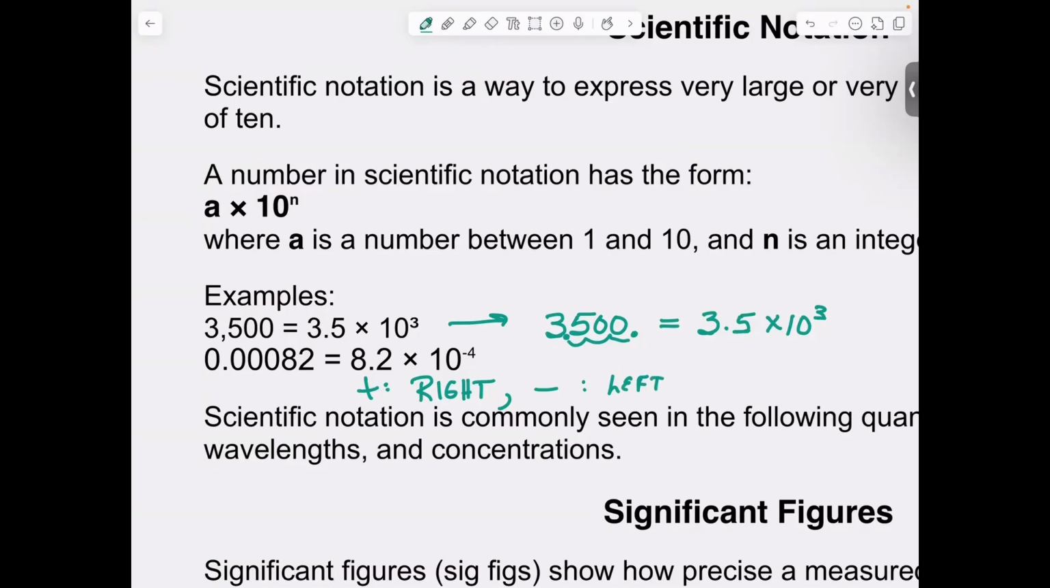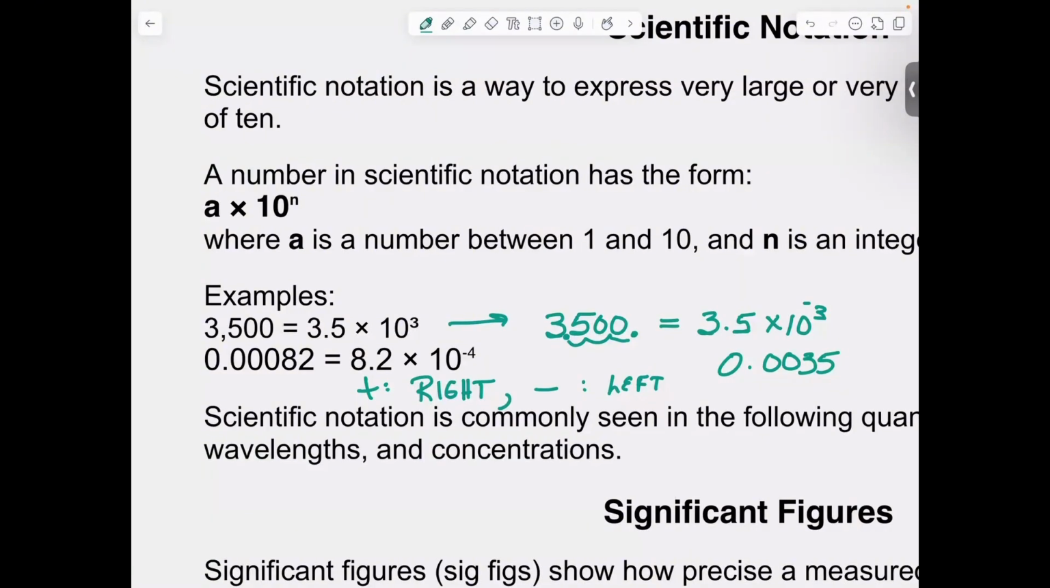If I'd accidentally put 3.5 to the -3 power, like I just changed that +3 to a -3, I'd be moving my decimal point to the left, and I would have 0.0035, and that's clearly not 3,500, right? So a little bit of practice, you'll get it.